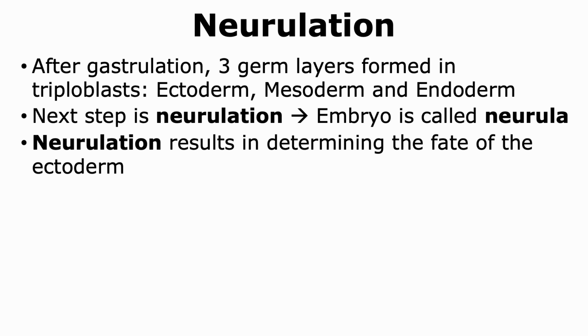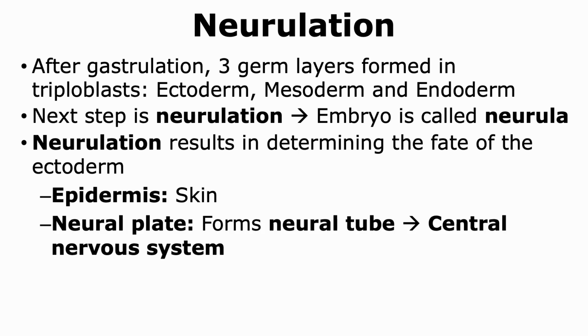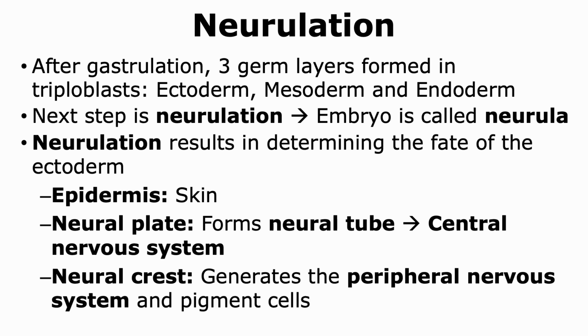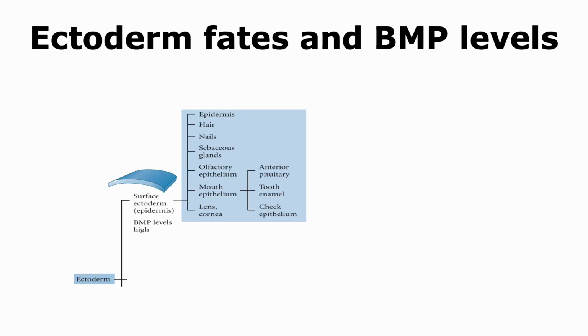So, the ectoderm can form the epidermis, which is the skin that covers our body. It can also form the neural plate, and the neural plate will form the neural tube, which gives rise to the central nervous system. And finally, the ectoderm can form the neural crest, and the neural crest will generate the peripheral nervous system as well as pigmented cells called melanocytes.